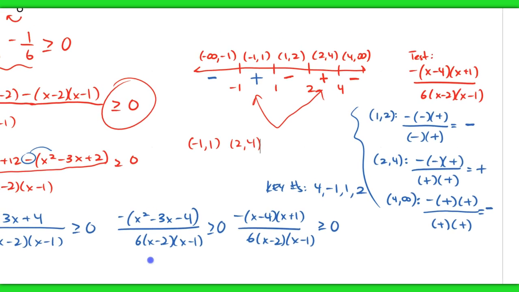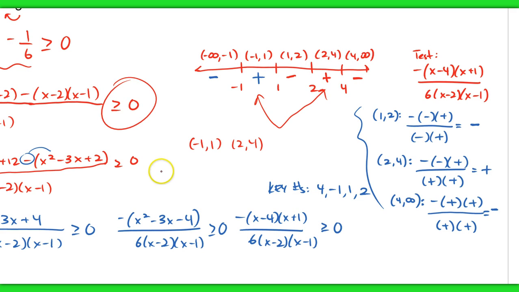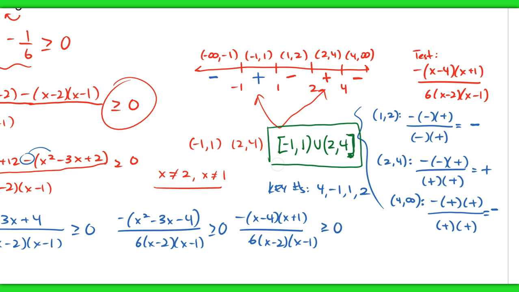Now, in our polynomial, x cannot equal 2, and x cannot equal 1, right? If that happens, then the denominator is 0. So I don't want to use those with closed brackets. I want to keep those open. But from negative 1 to 1, with an open bracket here, and the union of that and 2 to 4 with a closed bracket, this represents all possible numbers for x in which our polynomial will be greater than or equal to 0. So that's my solution written out.